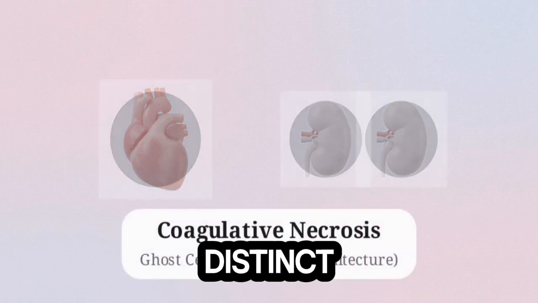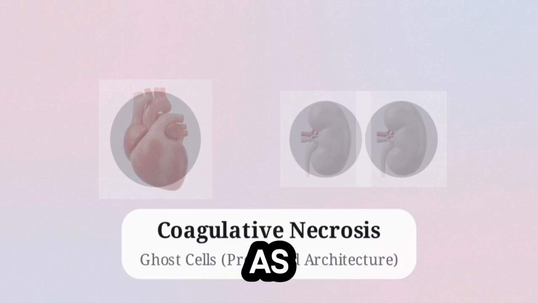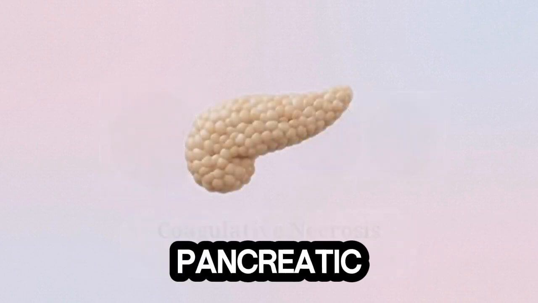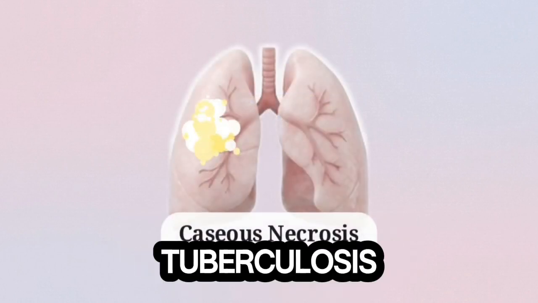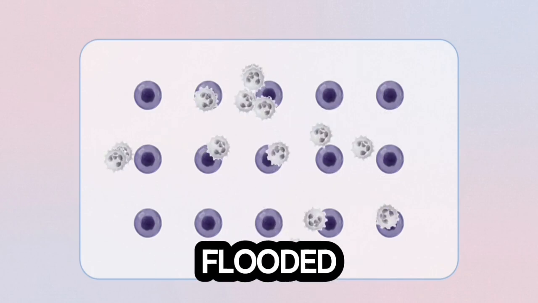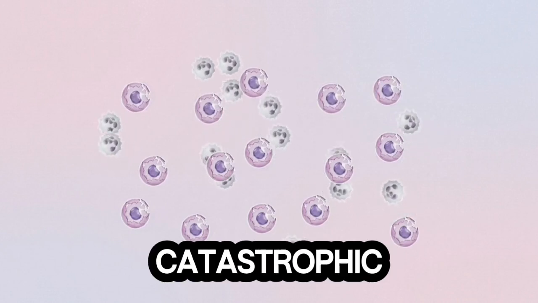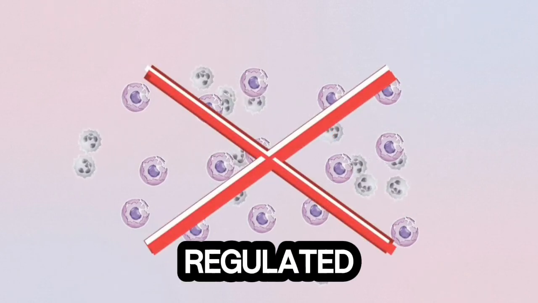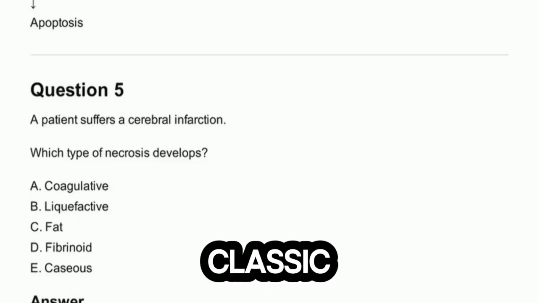Necrosis leaves distinct visual footprints depending on the organ. Ischemia in the heart or kidney preserves the tissue architecture as coagulative necrosis. Pancreatic injury destroys fat through saponification. Tuberculosis creates a distinct cheese-like caseous necrosis inside the lungs. Whenever you see a biopsy flooded with neutrophils and acute inflammation, you are looking at unprogrammed catastrophic tissue murder, not a regulated biological process. This excerpt from question 5 presents a classic vignette.